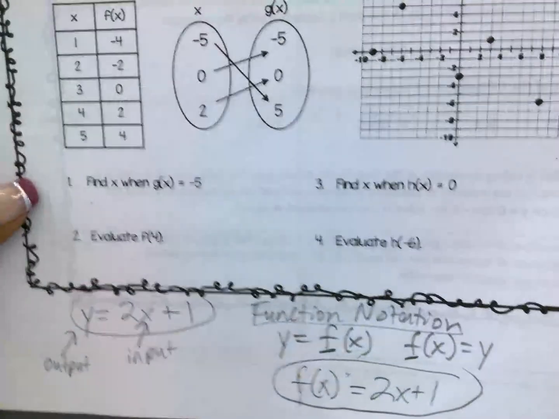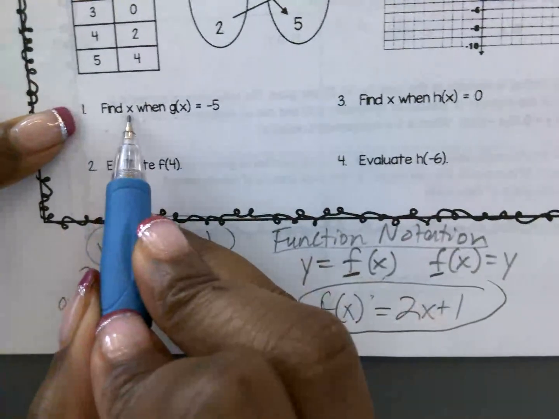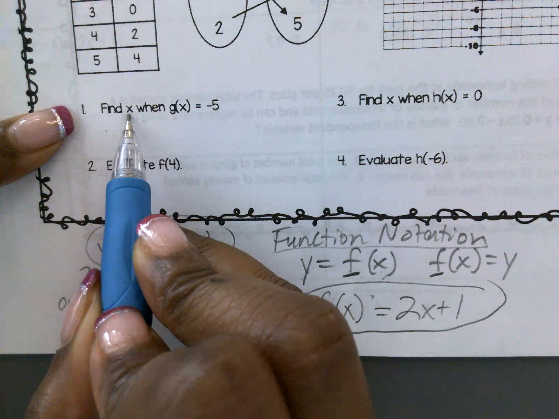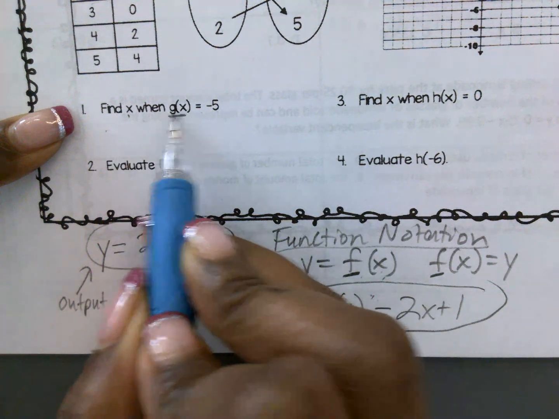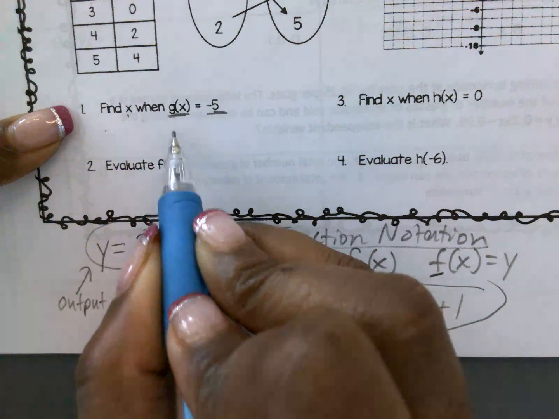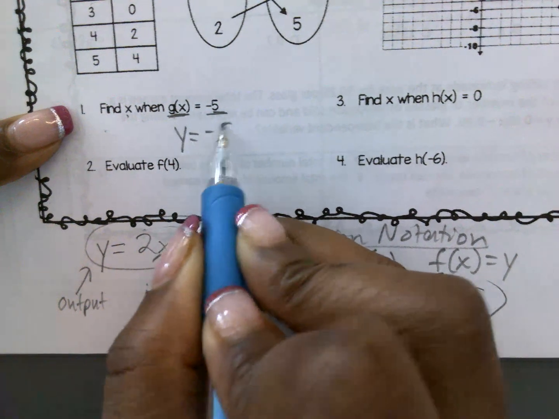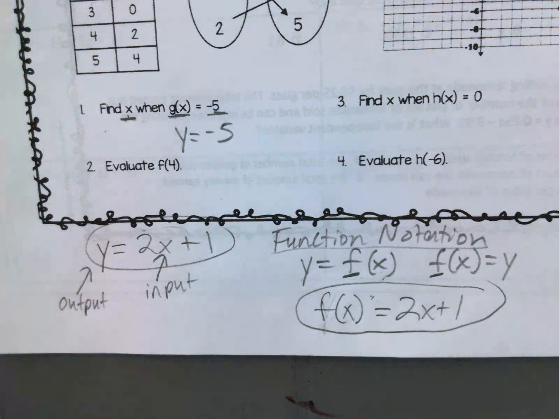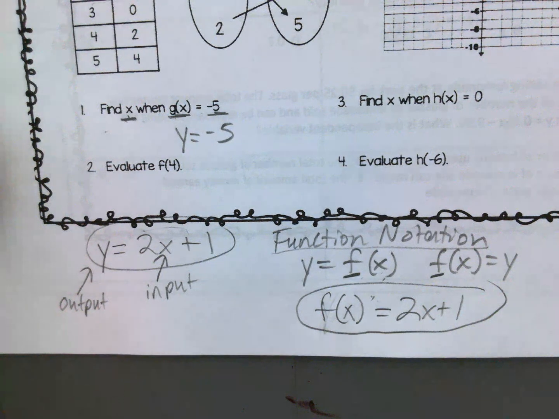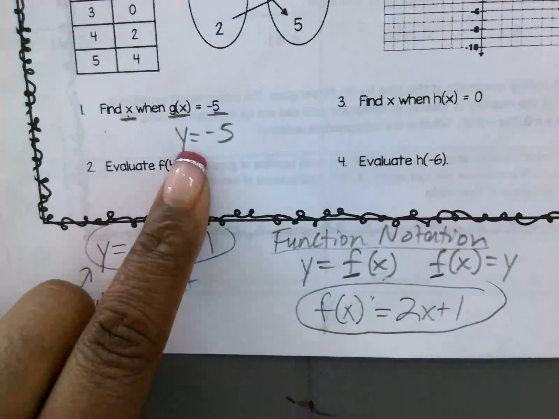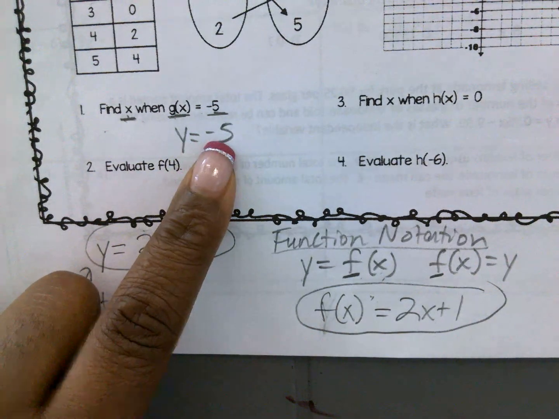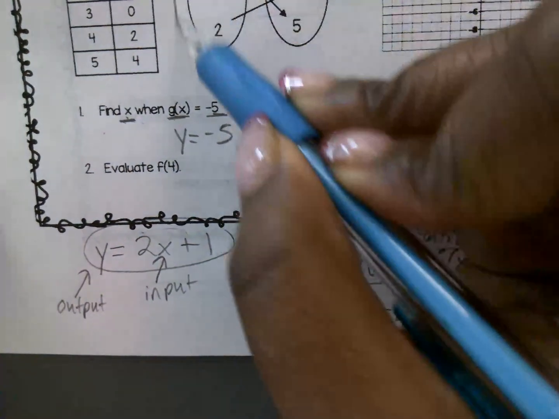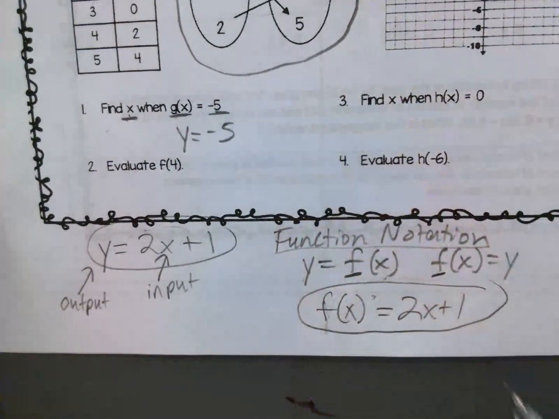So now, number one, this is saying find x. What is the value of x when g of x is negative 5? That means when y is equal to negative 5, what is x? Because g of x, f of x, h of x all represent y. So what is the value of x when y is equal to negative 5? This is the one that has g of x in it. So let's look for when y is negative 5.